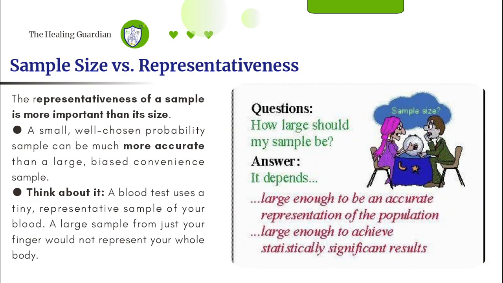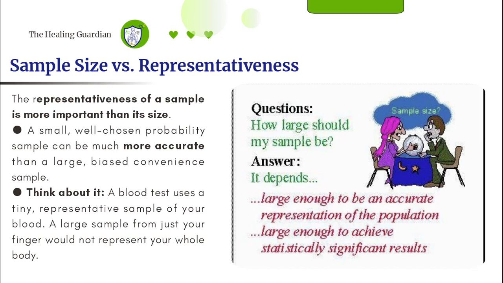Sample size, when you're talking about how many. There is a concept of sample size and representativeness. But you have to know that a representative sample is more powerful than a big sample. A small, well-chosen probability sample can be much more accurate than a large biased convenience sample. If you depend on convenience and you choose 1,000 participants, someone who chose fewer but representative samples will get more accurate results than the other one who used the biased convenience sample.